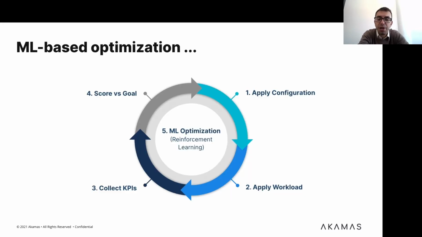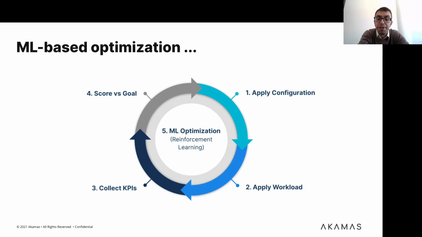At Akamas, we adopt a fully automated machine learning-based optimization that satisfies all of these requirements. In particular, we leverage specific machine learning techniques known as reinforcement learning, which are suited for smartly exploring huge combinatorial spaces of possible configuration in a short time. This figure shows the 5 phases of the automated process.